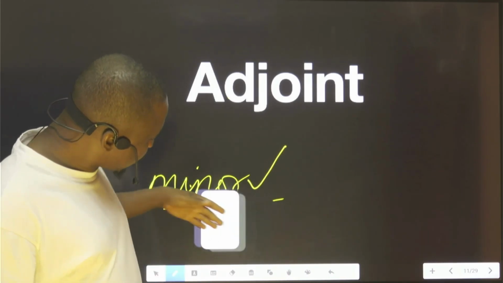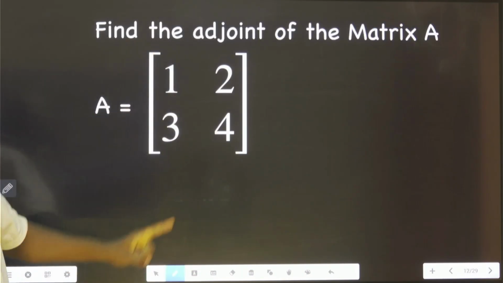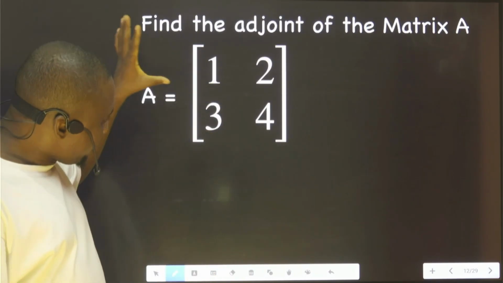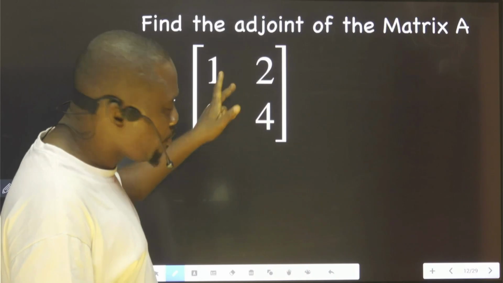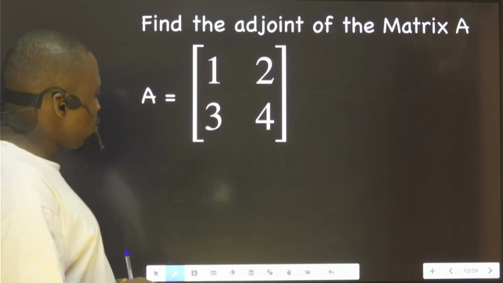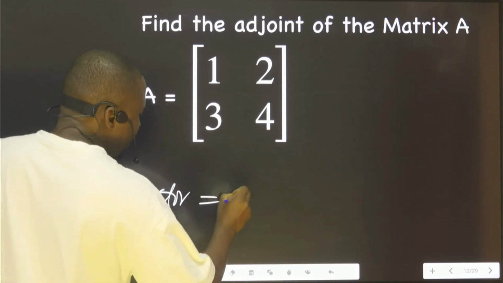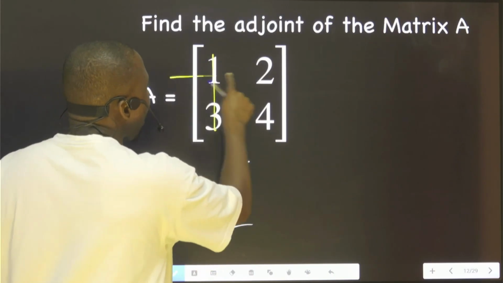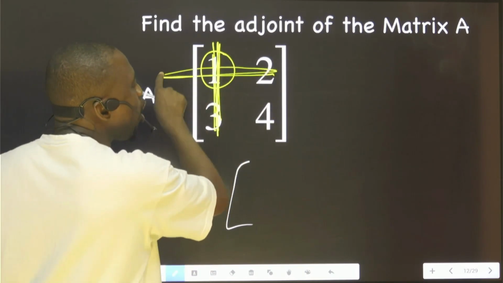Okay, let's look at this. It says find the adjoint of the matrix A. The first thing is to work out the cofactor. Before you can work out the cofactor, first of all ask yourself, is this a square matrix? Yes, it's 2 by 2. The number of rows is equal to the number of columns. Now we can get the cofactor. For cofactor, we get the minor of each element. Remember, for the minor, you strike out all the elements in this column and also all the elements in this row.